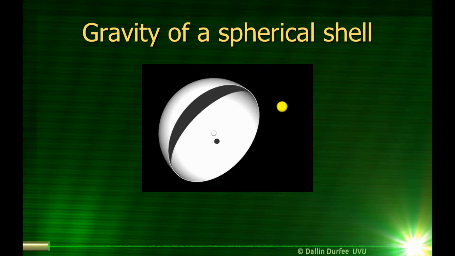Well, this is what happens if you are outside of the spherical shell. For an object inside the spherical shell, it turns out that the gravity from all the different little pieces of the shell all cancel each other out. And inside the spherical shell, you get no force due to gravity.